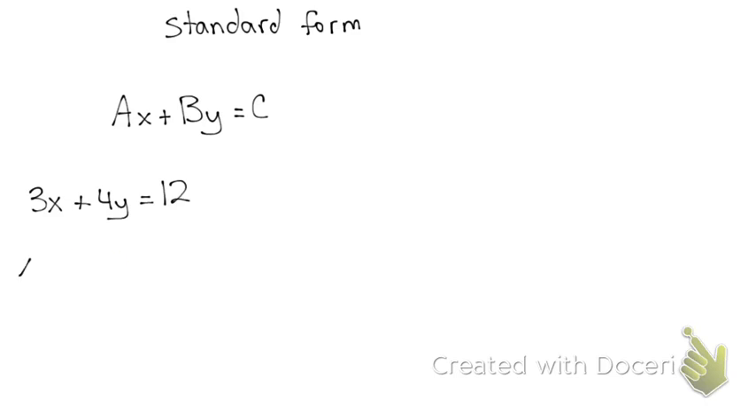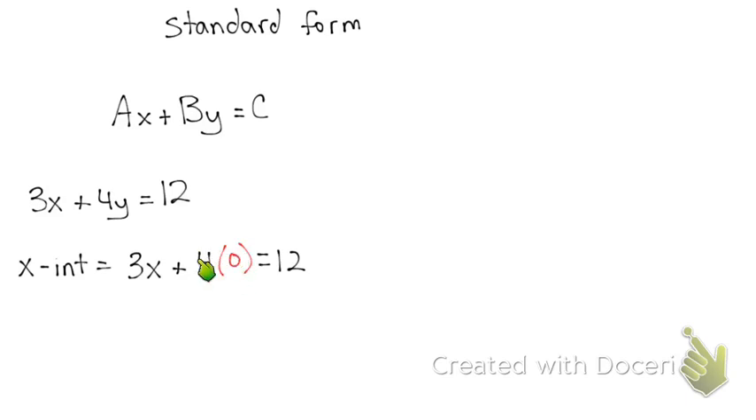So the easiest way to do this is to figure out the x-intercept and then the y-intercept. So to figure out the x-intercept, what you would do is you would plug in 0 for y and solve for x. So instead of y, you put a 0 there. The reason you do that is if you look at the graph, every x-intercept that you have, your y value is always going to be 0. So we're going to plug in 0 for y.